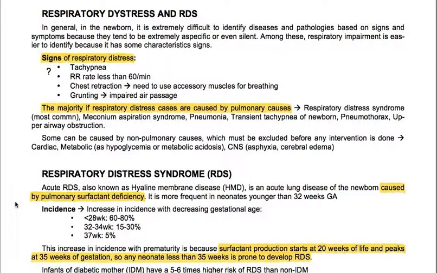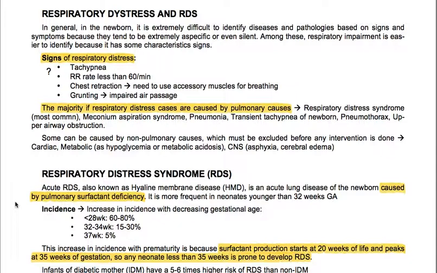Some can be caused by non-pulmonary causes, which must be excluded before any intervention is done: cardiac, metabolic, such as hypoglycemia or metabolic acidosis, and CNS, like asphyxia and cerebral edema. Respiratory distress syndrome. Acute respiratory distress syndrome, also known as hyaline membrane disease, is an acute lung disease of the newborn caused by pulmonary surfactant deficiency. It's more frequent in neonates younger than 32 weeks of gestational age.